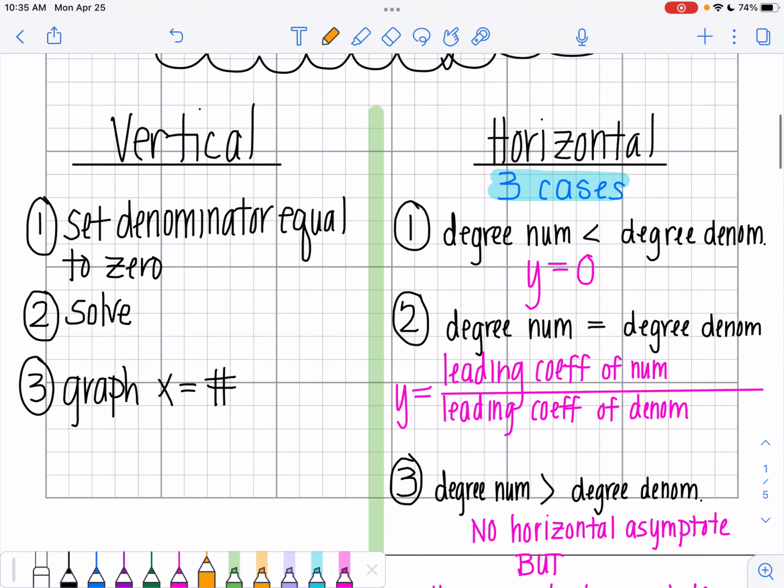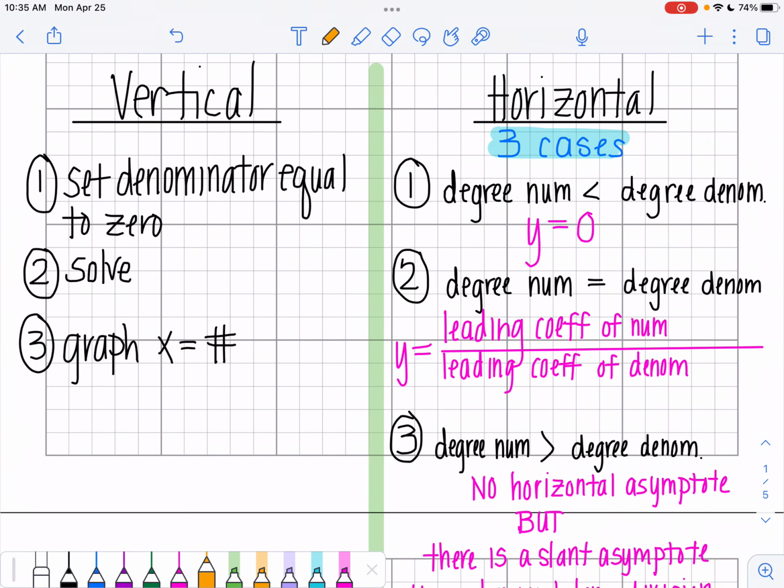We have two different kinds. We have vertical and we have horizontal. Vertical are actually the easier of the two because you only have to remember to do one thing. To find the vertical asymptote, you take the denominator and you set it equal to 0. We do this because you can't divide by 0. That's illegal. Well, at least that's what I call it. Can't do it, not possible.